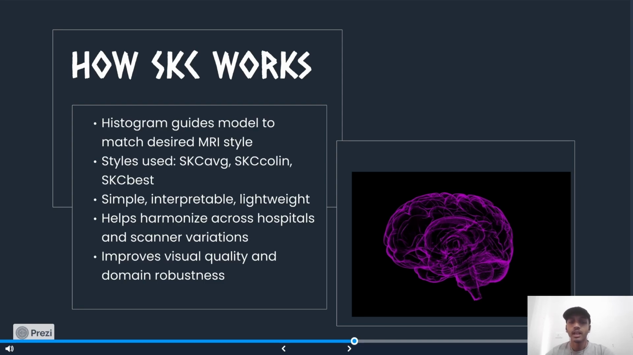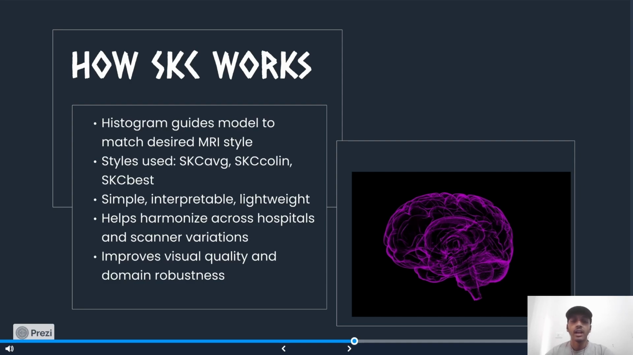From a technical standpoint, style key conditioning is very efficient. The histograms are small, only 128 bins per channel, and easy to compute, and injecting them into the model involves a simple cross-attention mechanism, so there is no need for additional complex modules or huge computational overhead.